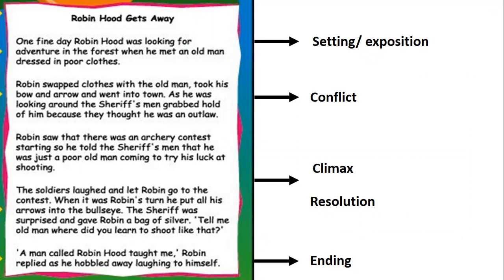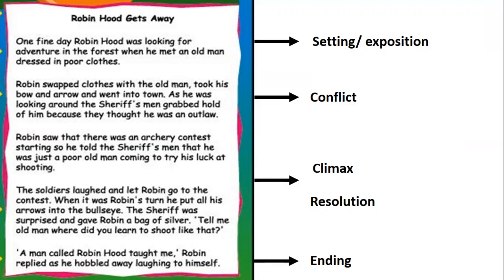Followed by the climax and then the resolution. The soldiers laughed and let Robin go to the contest. When it was Robin's turn, he put all his arrows into the bullseye. The sheriff was surprised and gave Robin a bag of silver. "Tell me, old man, where did you learn to shoot like that?" And finally, there's the ending. "A man called Robin Hood taught me," Robin replied as he hobbled away, laughing to himself.